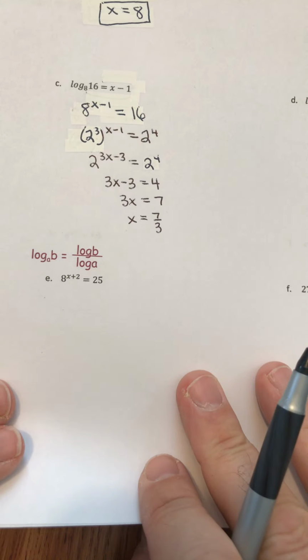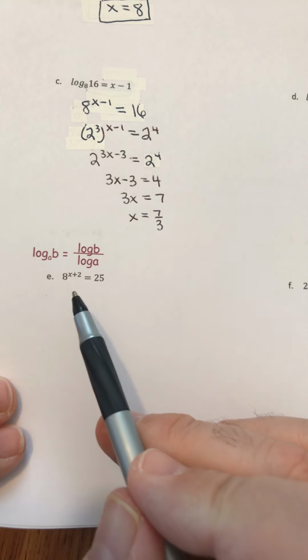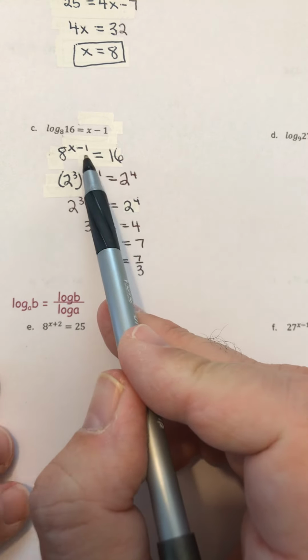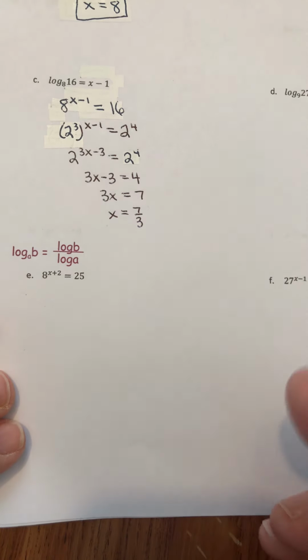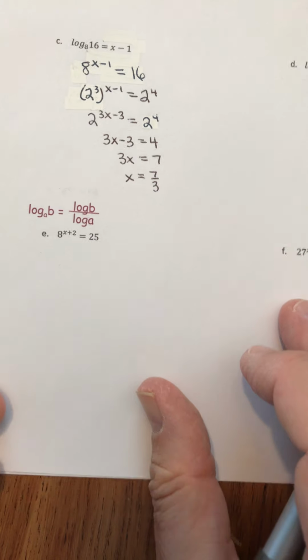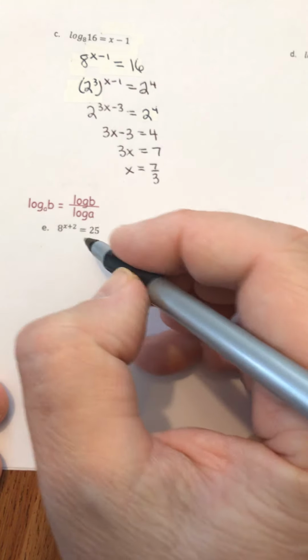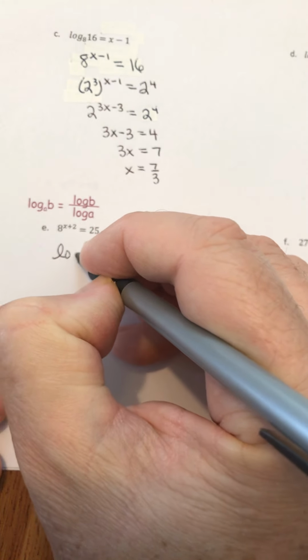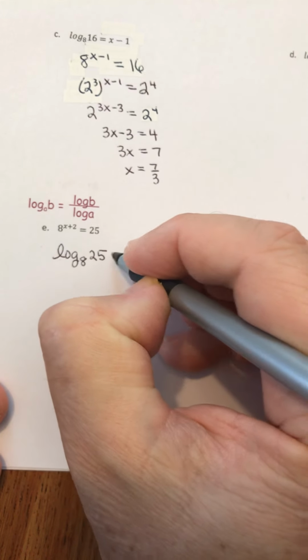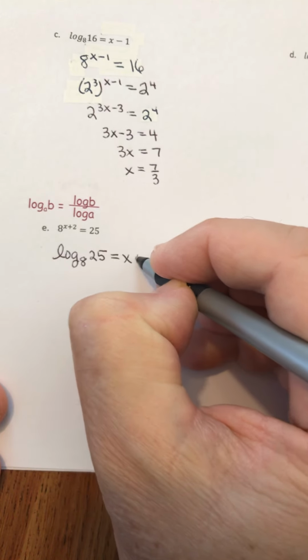All right. Now this one is an exponential equation, but I can't write it with the same base. So I have to go to plan B, and plan B is to write it in the other form. The other form would be log, so it would be log base 8 of 25 equals x plus 2.